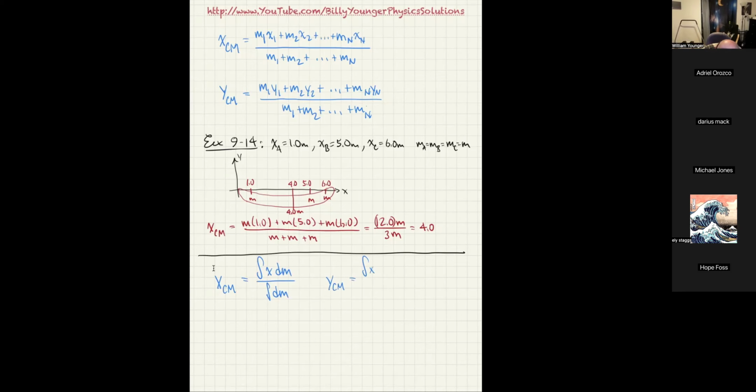Oops, except you have to put a y in there, not an x. So y dm over the integral of dm.